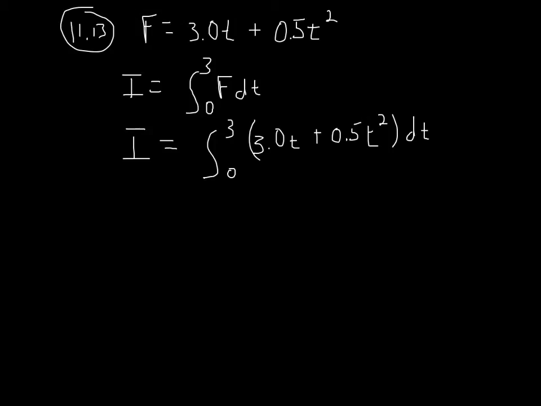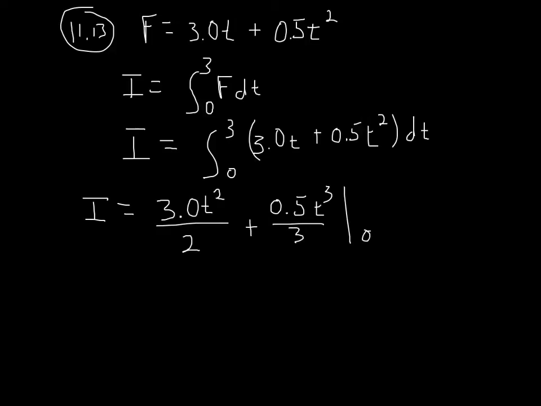So I'm going to integrate this with respect to t. When I do this, I use the power rule and find that the impulse is equal to 3.0 times t squared divided by 2 plus 0.5 times t cubed over 3 at my endpoints of 0 and 3.